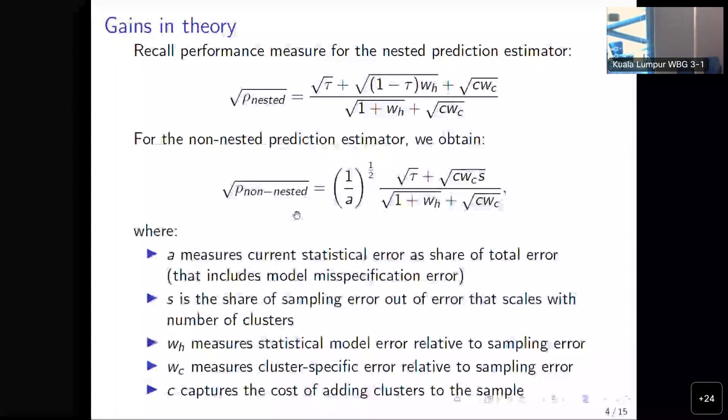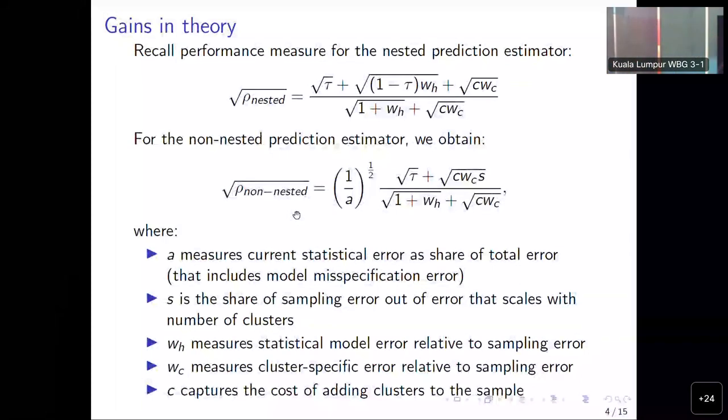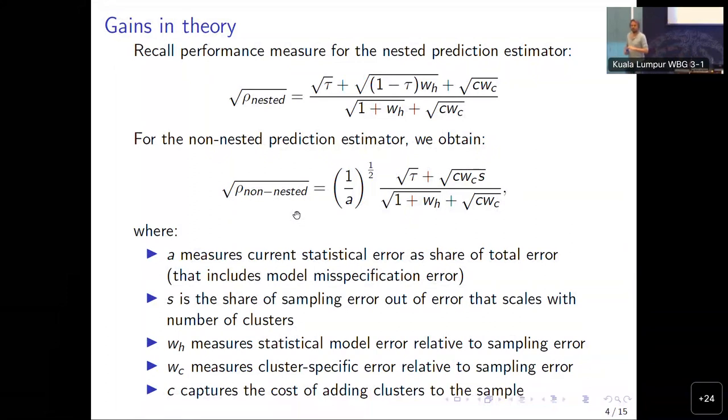Okay? And as you can see, right? So if A is large, this rho will be low, which means again, low rho is good. More scope for gains. Yes. But this assumes that you're using the same variables in both countries. Exactly. So in this comparison, we assume the same.